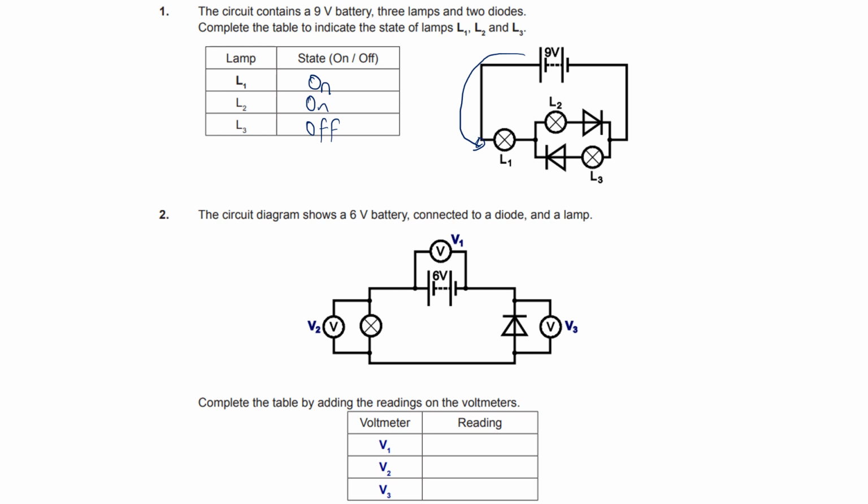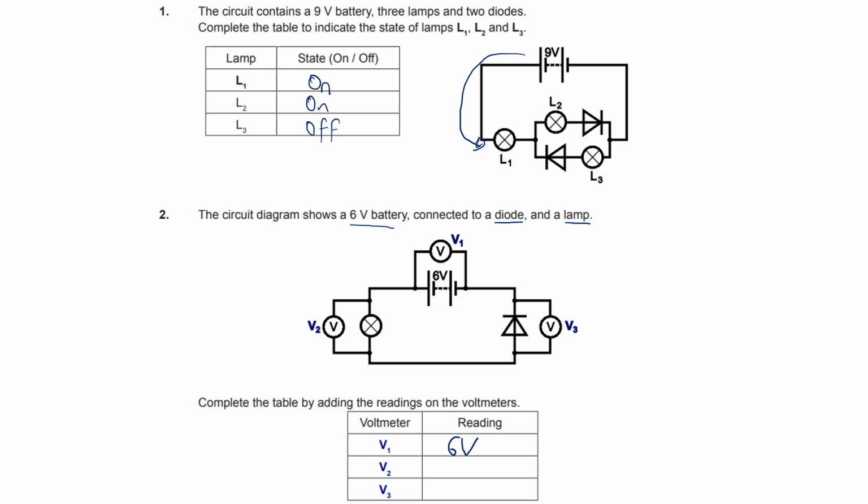Okay, the circuit diagram shows a 6-volt battery connected to a diode and a lamp. Complete the table by adding the readings on the voltmeters. Okay, so V1, remember voltage is potential difference. So the potential difference of V1 would still be 6 volts. All of the voltage is dropped across that component there.